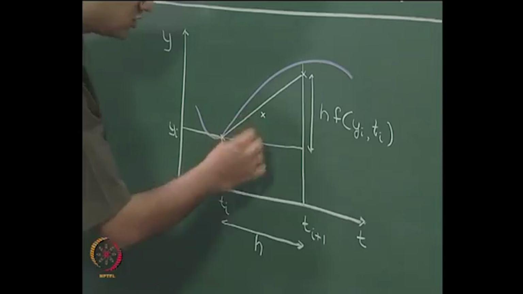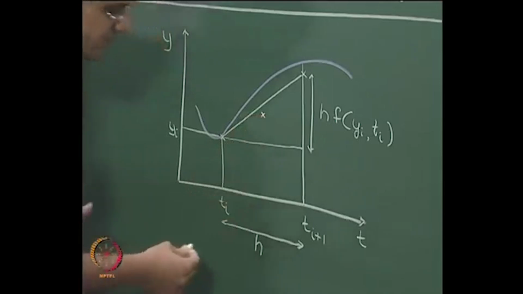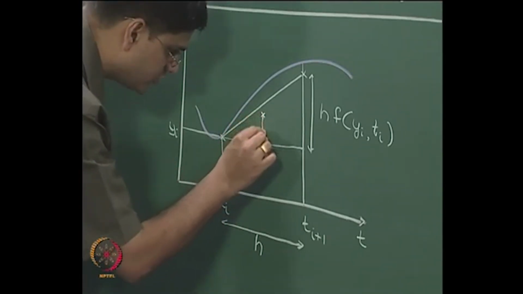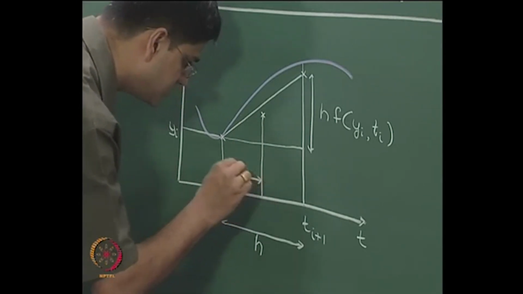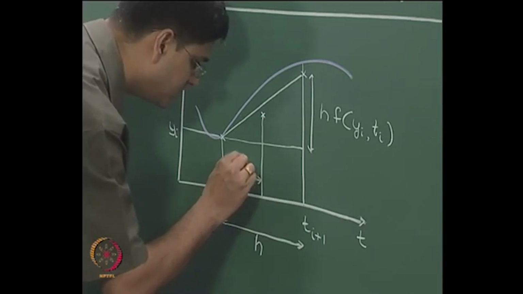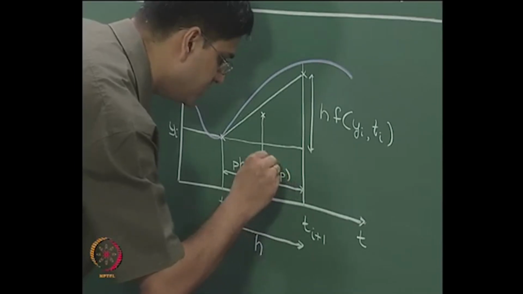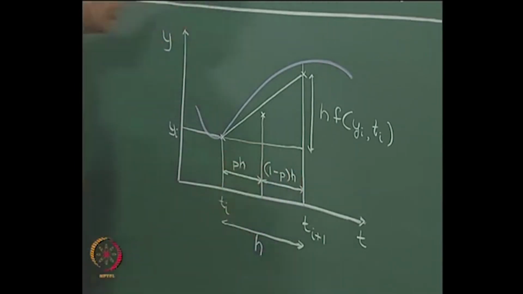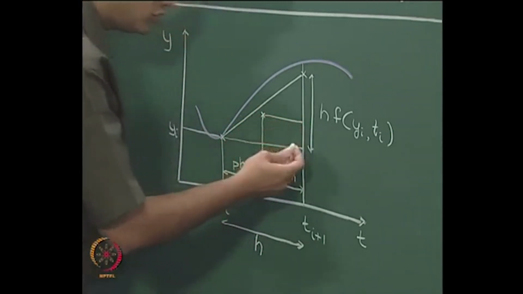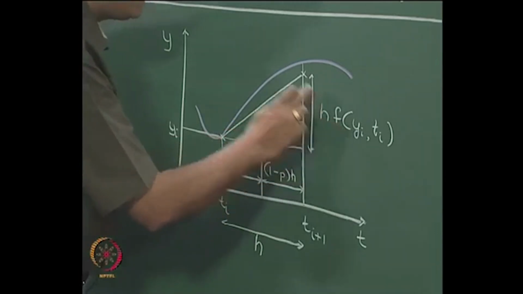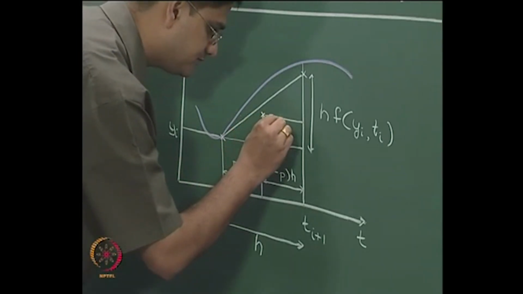Okay. The t coordinate for this particular point, let us say, is going to be p multiplied by h. So we will just drop this particular vertical line over here, and this distance is nothing but p multiplied by h, and this distance is of course going to be 1 minus p multiplied by h. Likewise, the vertical distances we will call q multiplied by h multiplied by f, and 1 minus q multiplied by h multiplied by f.